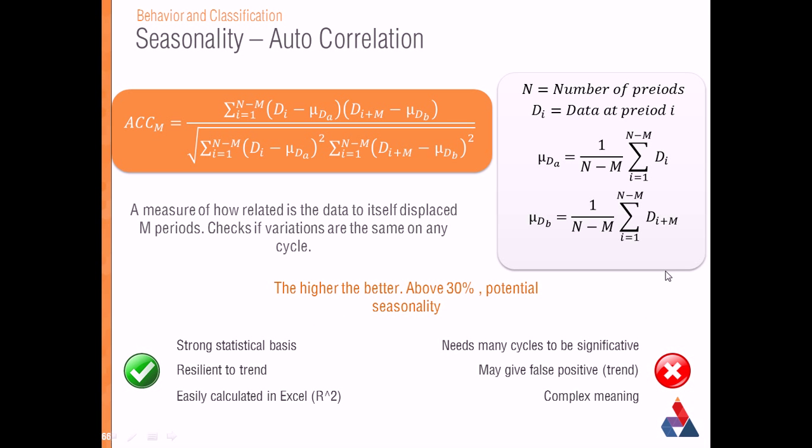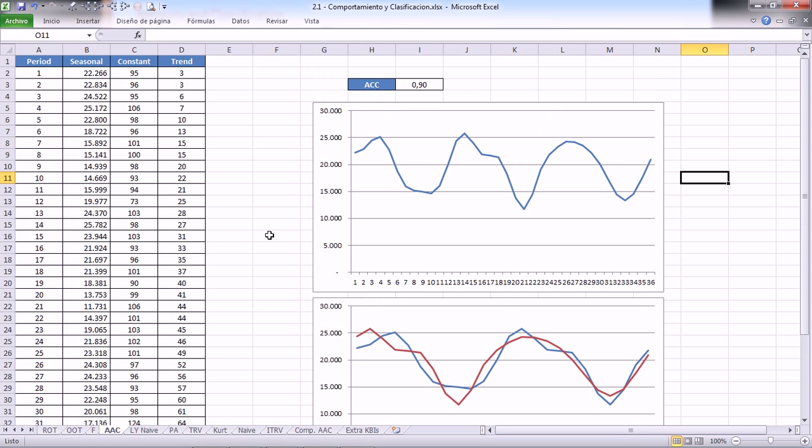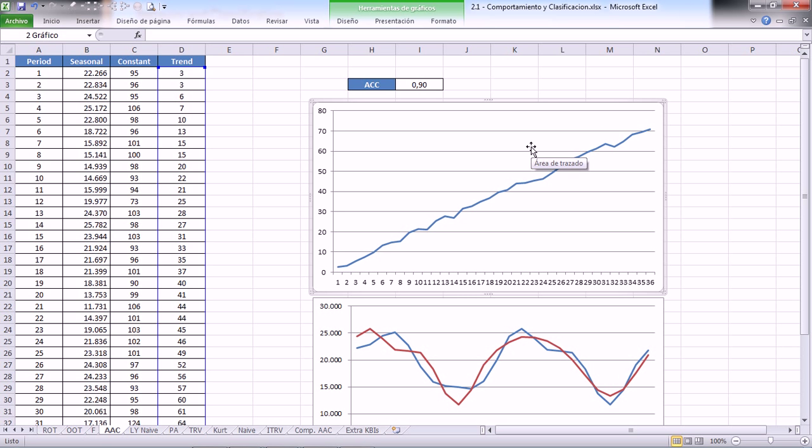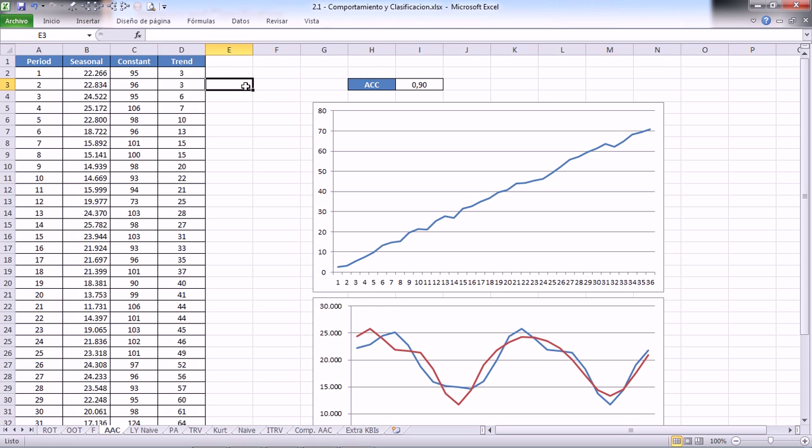One of the problems with autocorrelation is that it can give you false positives. What do I mean by this? So we have three different series here. This is the seasonal, we have a constant series that we used before, and we also have a trend series. So what we're going to do here is calculate the autocorrelation for the three different series.